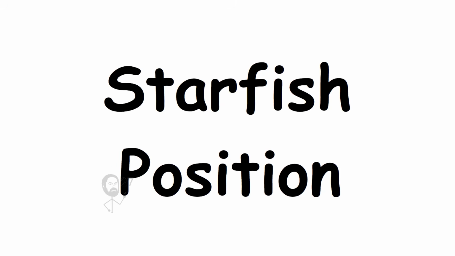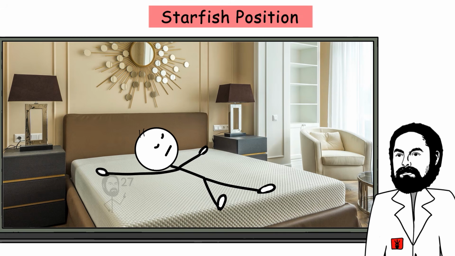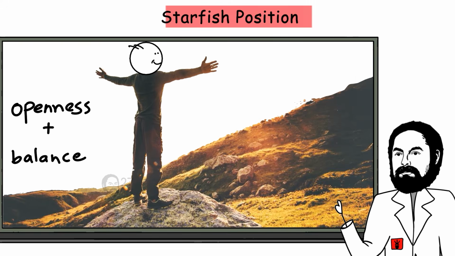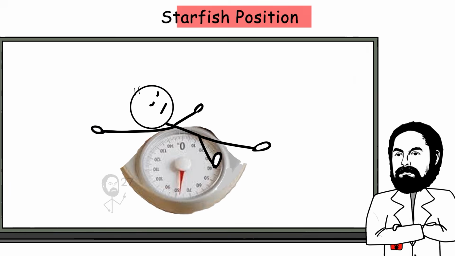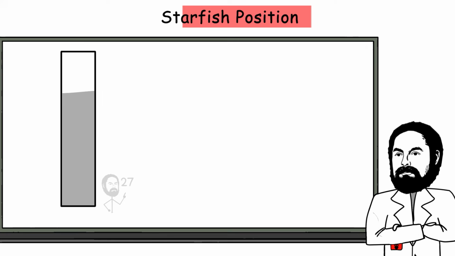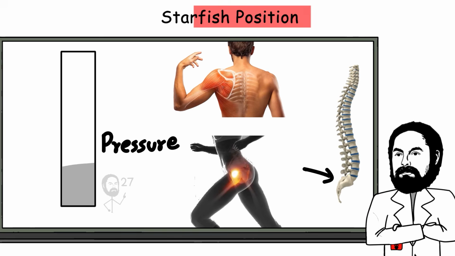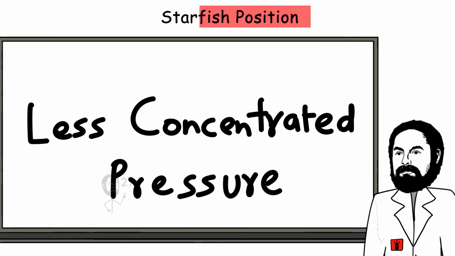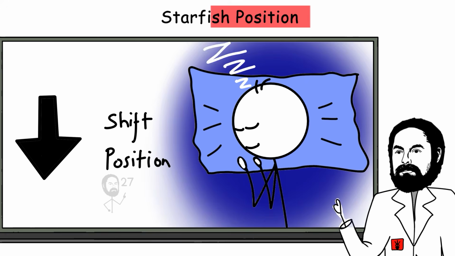Starfish position. The starfish position is a back sleeping posture characterized by lying flat on the back with the arms and legs comfortably extended away from the body, allowing for a sense of openness and balance. This open position allows body weight to be distributed across a wider surface, reducing pressure on common stress points such as the shoulders, hips, and lower back. With less concentrated pressure, the body is less likely to shift positions during the night, supporting more consistent sleep.